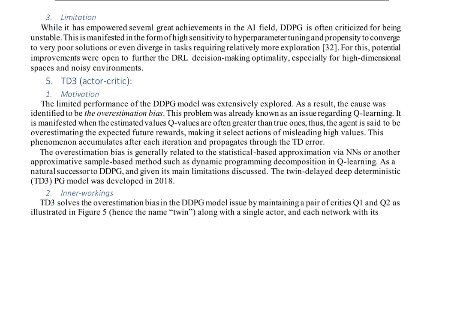The Twin Delayed Deep Deterministic Policy Gradient (TD3) algorithm is introduced as a successor to DDPG, addressing the overestimation bias issue in Q-learning. TD3 maintains a pair of critics and a single actor to mitigate the overestimation bias, where estimated Q values are often greater than true values, leading to the selection of actions with misleadingly high values. By using a pair of critics, TD3 reduces the overestimation bias and improves decision-making optimality in deep reinforcement learning, especially in high-dimensional spaces and noisy environments. The TD3 algorithm is a response to the need for more robust and efficient methods in deep reinforcement learning.